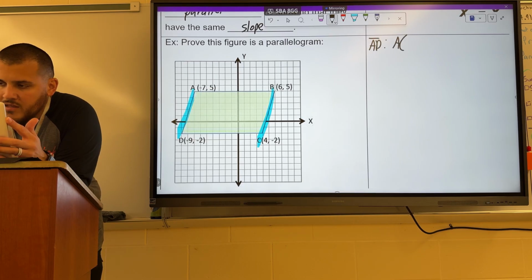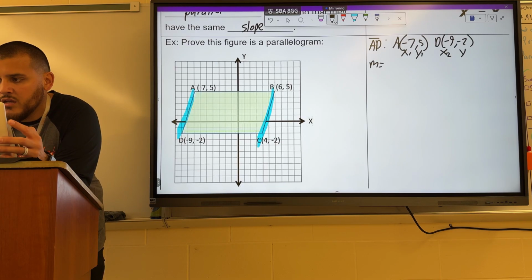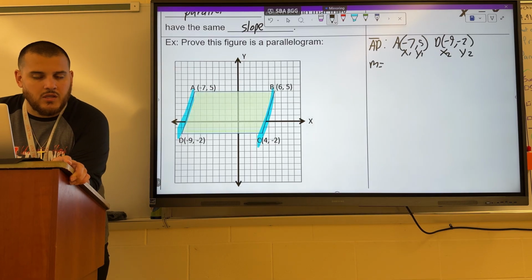Point A is located at -7, +5. Point D is located at -9, -2. And these guys are going into my slope formula after I label them. I almost forgot. Remember, labeling is very important. It can save you from making silly mistakes when you're entering coordinates into formulas.